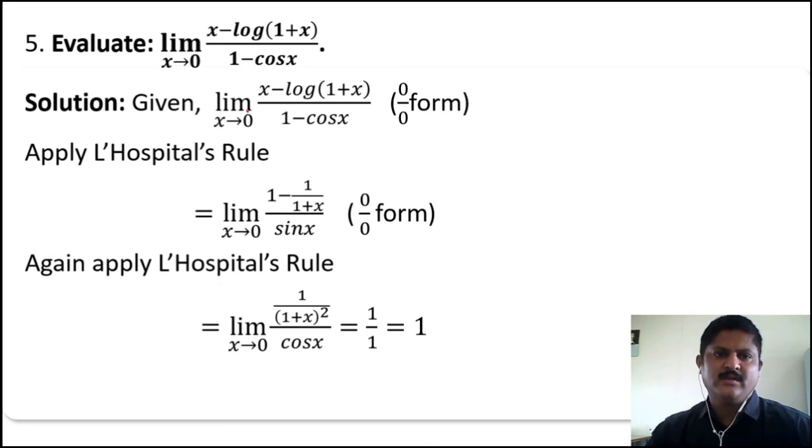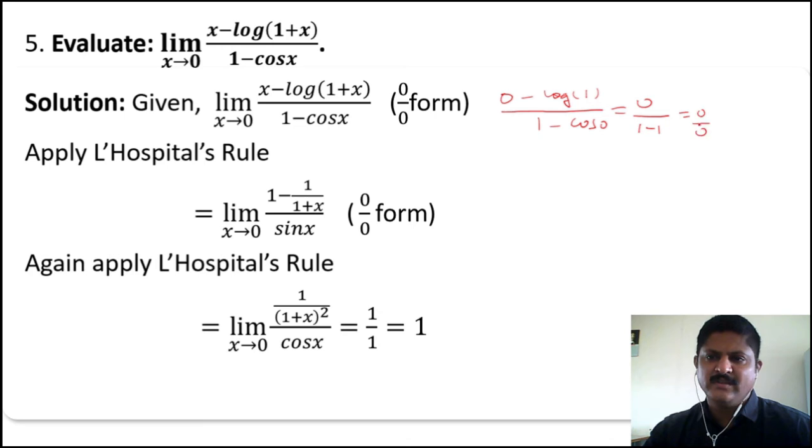Evaluate limit of x minus log of 1 plus x divided by 1 minus cos x. Here as x tends to 0, put x equals 0: 0 minus log of 1 plus 0, which means log 1, divided by 1 minus cos 0. The value of log 1 is 0, so 0 minus 0, 0, divided by the value of cos 0 which is 1. Therefore 1 minus 1, which is nothing but 0 by 0.